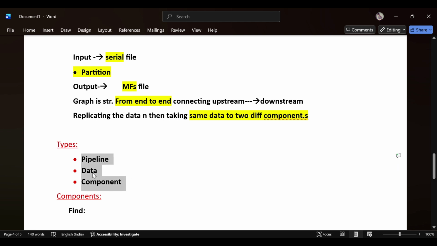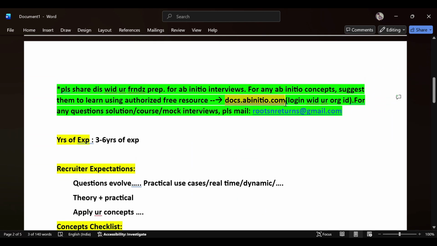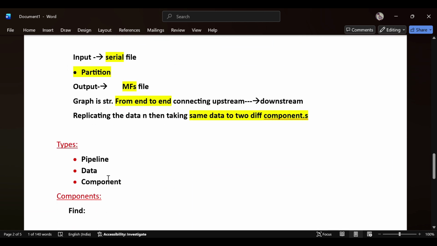Okay, so if you want to study more theory on this, you can check it out on this site, docs.abinitio.com. You will find trainings and then theory. They provide that. So basically, I'll just tell you in a few words.